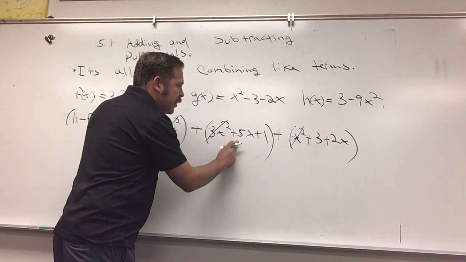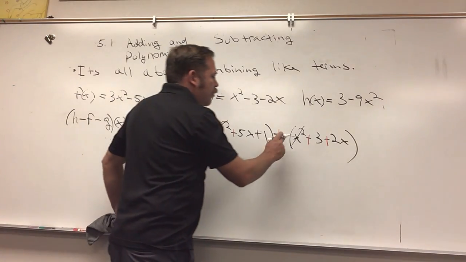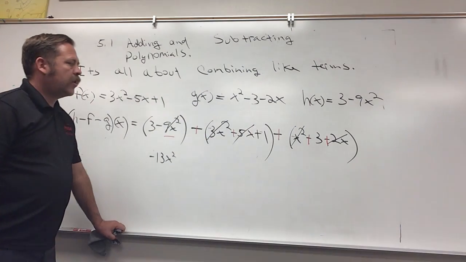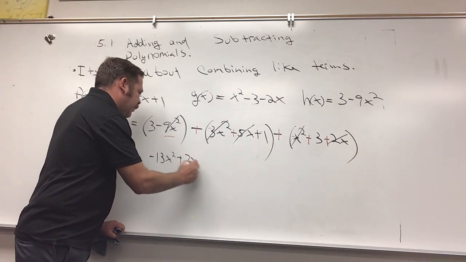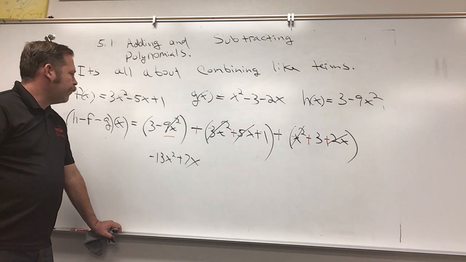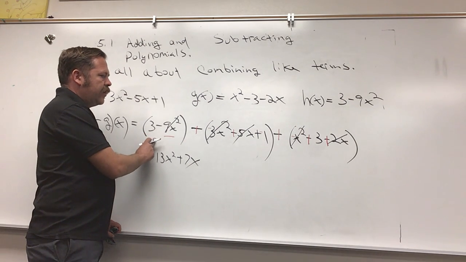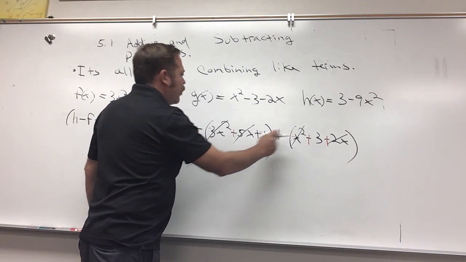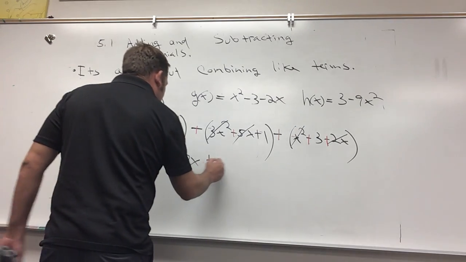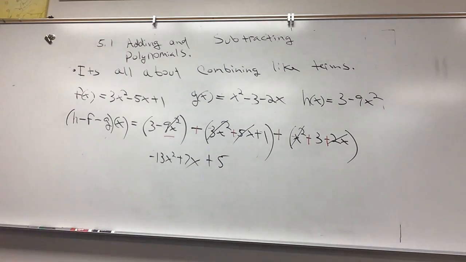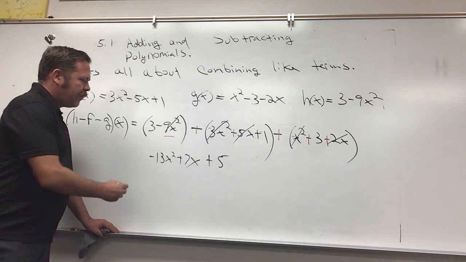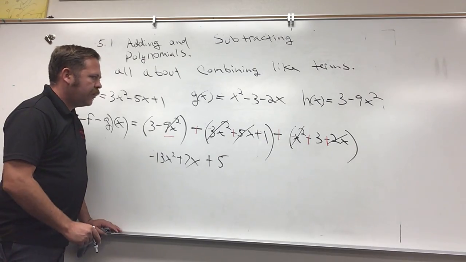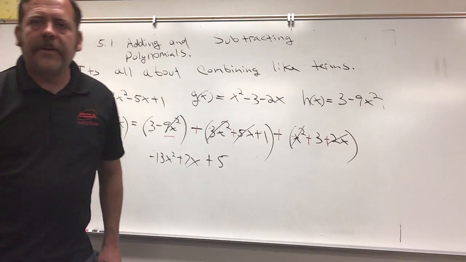This has a positive 5x plus a positive 2x. So that would be plus 7x, right? Now I have a positive 3 plus a negative 1, so that's positive 2, plus a positive 3, which gives me a plus 5. All right, so this is our final answer, and we're in descending order. We love everything about this answer here. Hopefully you got it. Great job if you did.